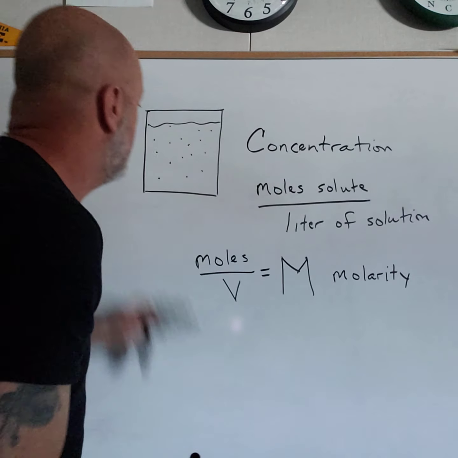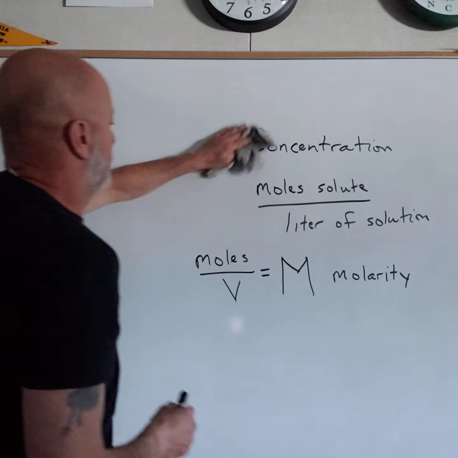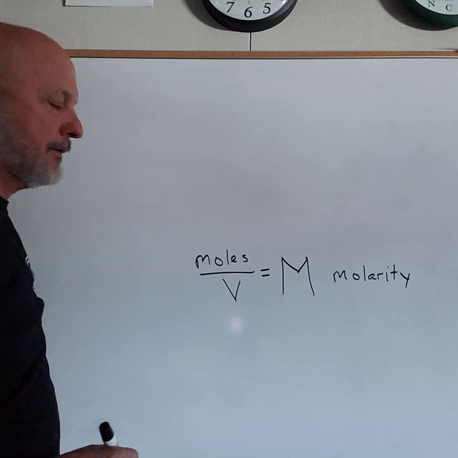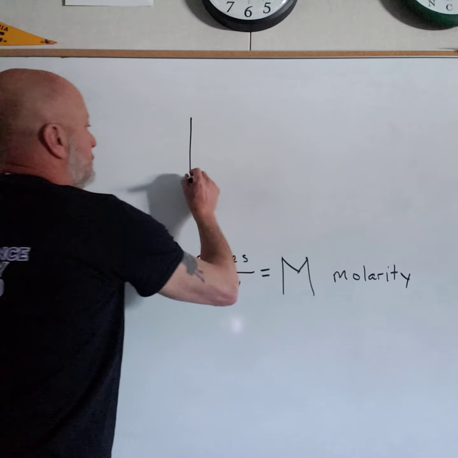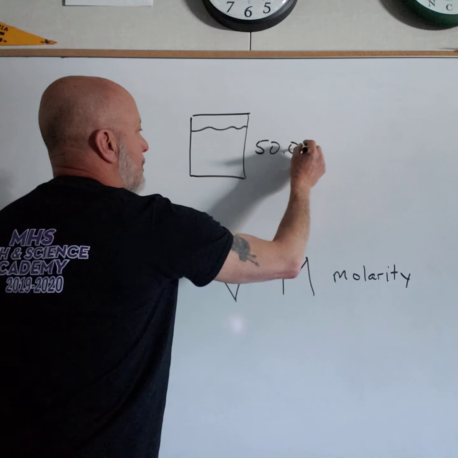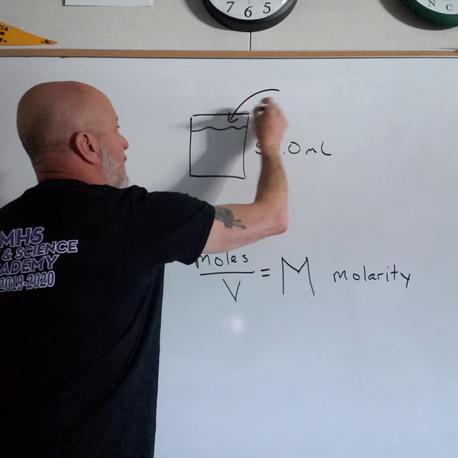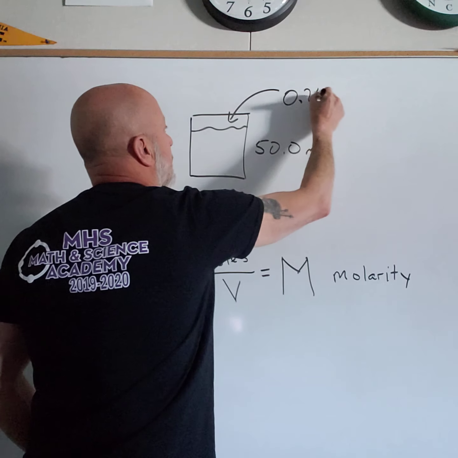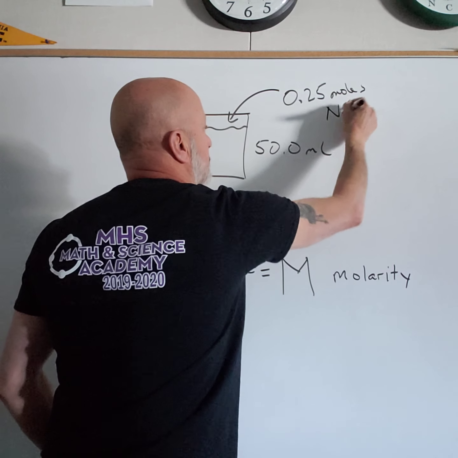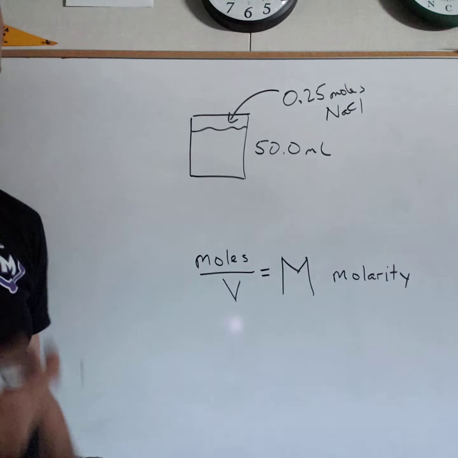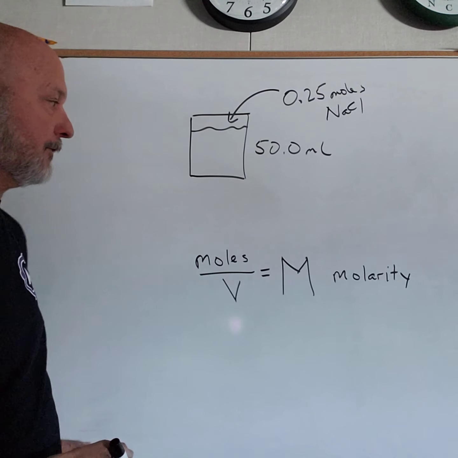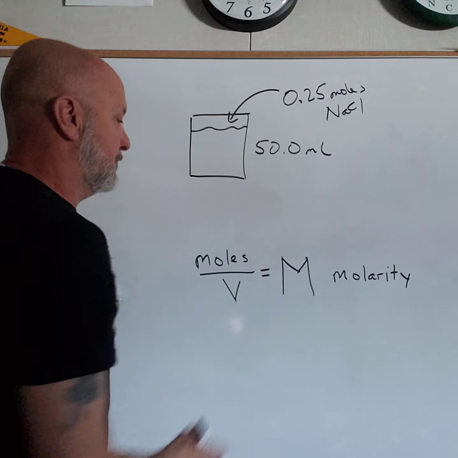And so let's use that. Let's say I take 50 milliliters, and I'm going to add 0.25 moles of salt, sodium chloride. And I want to say, well, how concentrated is that? We're going to use the moles divided by the volume in liters. We call that the concentration or the molarity.